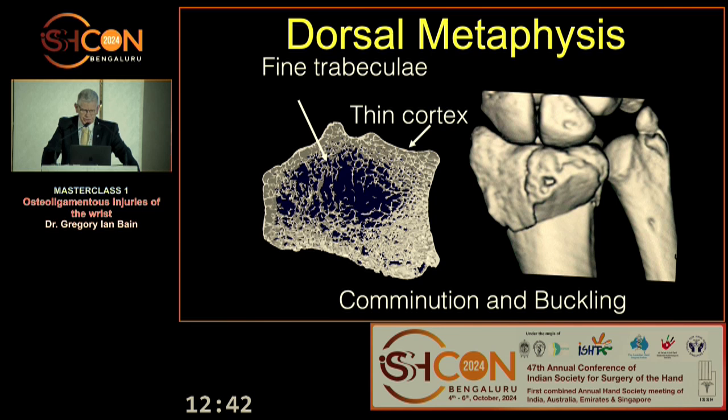Looking at these images here, we can see the dorsal cortex is very thin, and we can see how it characteristically buckles and becomes comminuted on the dorsal aspect, whereas on the volar aspect it tends to be a clear break without buckling. It's a different type of bone structure.